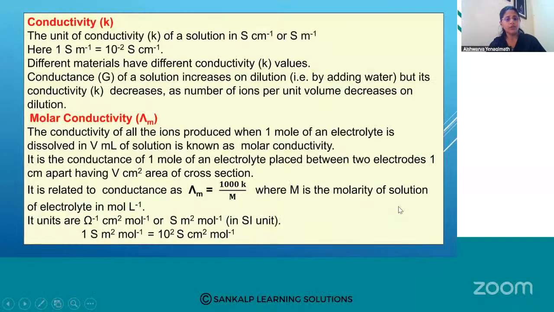So here, electrolytic conductance and conductivity. The unit of conductivity K, kappa, can also be written as 1 Siemens per meter square. Different materials have different conductivity values. Conductance of a solution increases on dilution, that is by adding water, but its conductivity decreases as the number of ions per unit volume decreases on dilution.